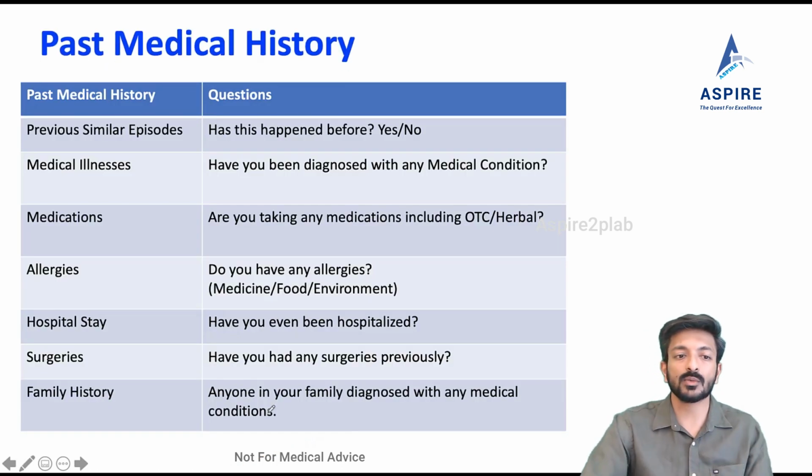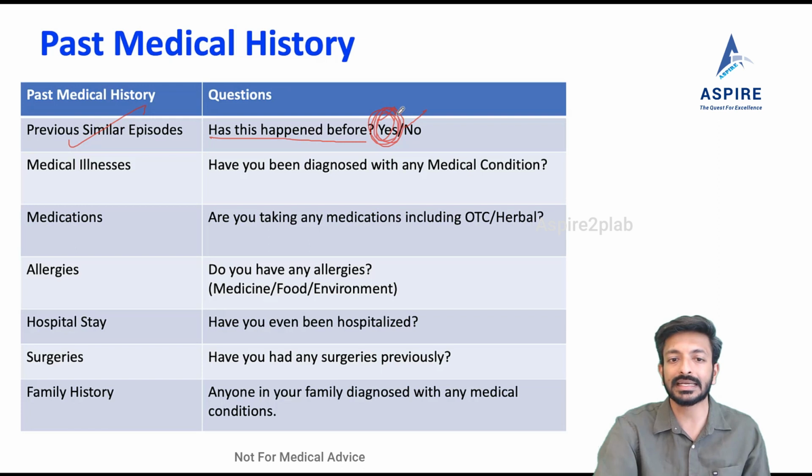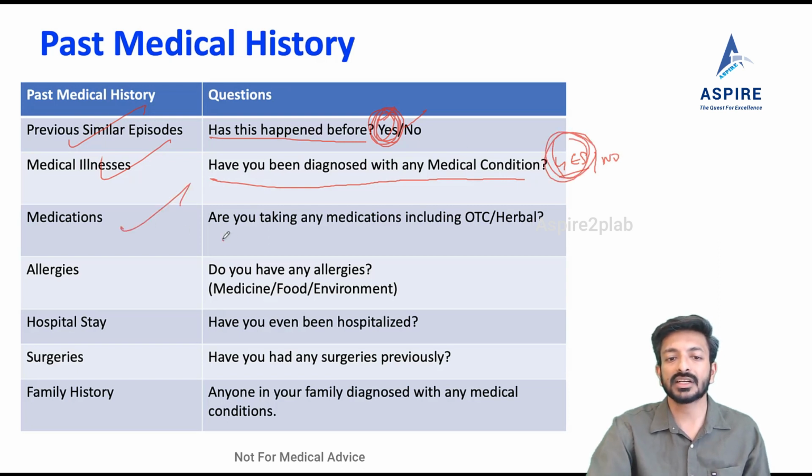If we see it in one slide, in past medical history we have previous similar episode: has it happened before, yes or no? If yes, make sure you go into detail. Medical illness: have you been diagnosed with any medical condition? The patient will tell you yes or no. If yes, go into detail. Medication: are you taking any medication, including over the counter and herbal medication? If yes, go into detail, why you are taking it and for how long.